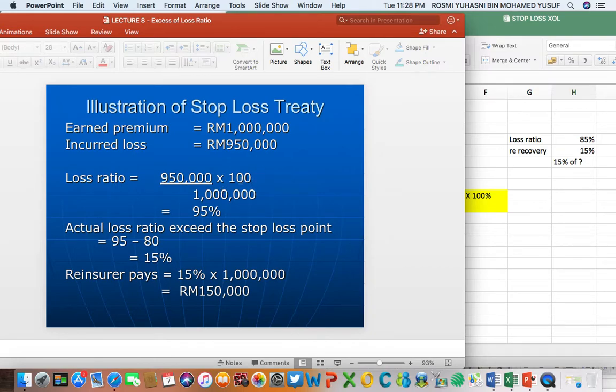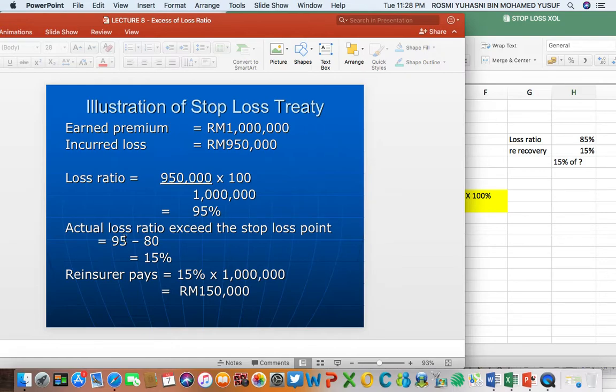So earned premium, let's say, is 1 million, incurred loss is 950,000, so it's very easy to calculate the loss ratio. It's 950,000 divided by 1 million times 100%. So the loss ratio for that year is, for example, 95%. So the actual loss ratio has exceeded the stop loss point. 80% here is the stop loss point or the deductible. The insurer will retain the loss ratio of not more than 80%.